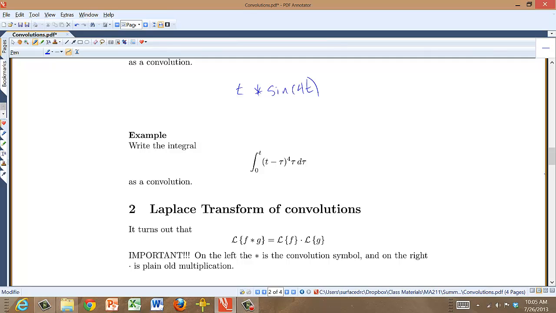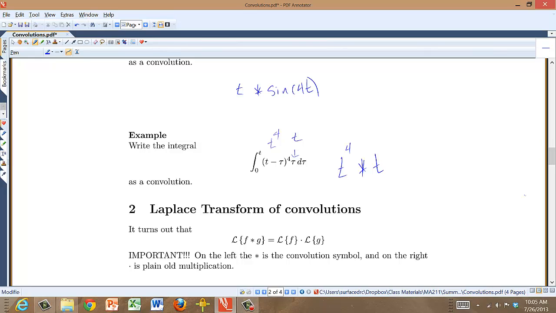So this one looks like I have t to the fourth with t minus tau plugged in here, and this one is just t. Oh, oops, that's t, not tau. This one over here is t, and I plugged a tau in for t there, so this is t to the fourth convolved with t. Okay, so if you have these integrals, many times you'll want to recognize them as convolutions.